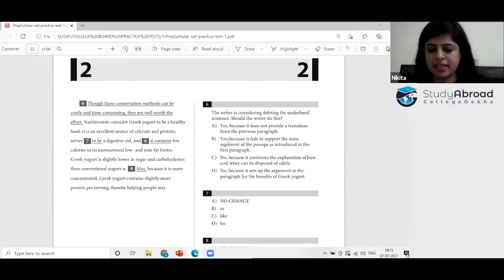B says yes, delete it because it fails to support the main argument of the passage, not the particular paragraph, but the passage as introduced in the first paragraph. That means first paragraph has laid the basis of the discussion, and this particular information is not in accordance to the related topic. But do you really feel it is not related to the topic? Not really, because they are talking about the cost that is involved.